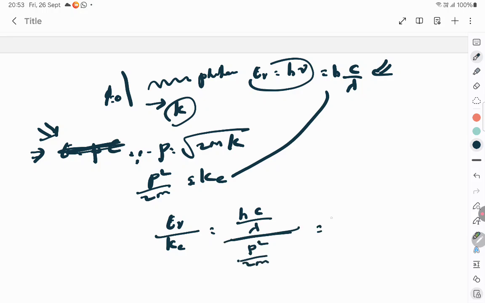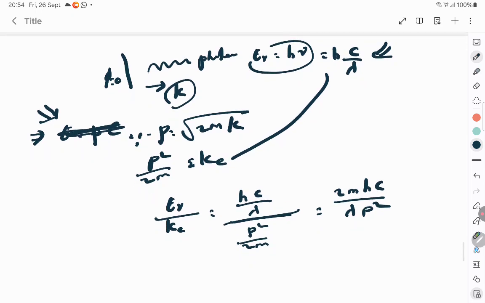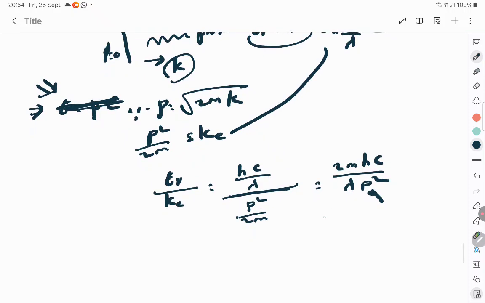So then can I multiply this up? Can I say it's 2mhc by lambda into p square? Okay, can I say this? And what else can I do? Can I write this p square as mass into velocity? I'm just thinking, can I write this p square as lambda c by, kinetic energy is p square by 2m, it's c by lambda by p square by 2m. So when I find the ratio, it's 2m hc. This is what I got.